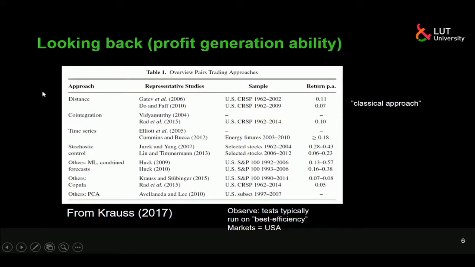So this is the distance approach, which I call the traditional approach, and this is the most cited paper in this literature, Gatev and others, from 2006, and they're using this traditional approach, and this is the type of returns they are getting from these periods. But going forward in time, we can see here that in 2015 papers, we are still able to produce some pretty okay profit levels, even in the U.S. markets, with machine learning based and copula based models.